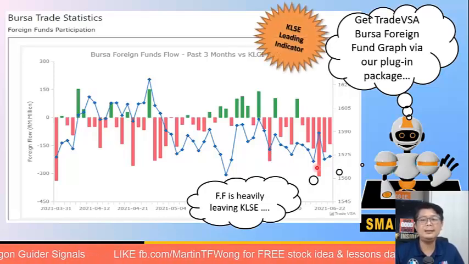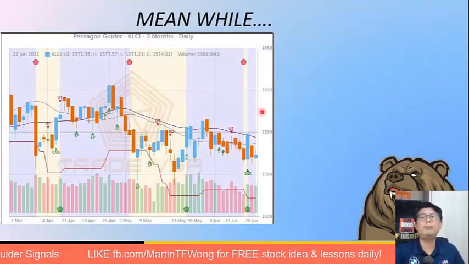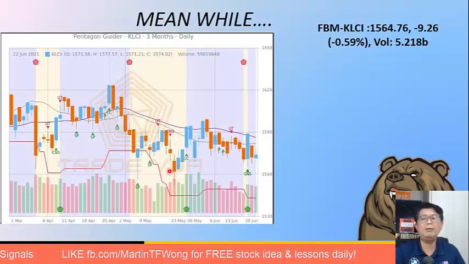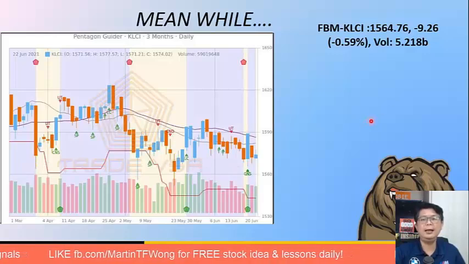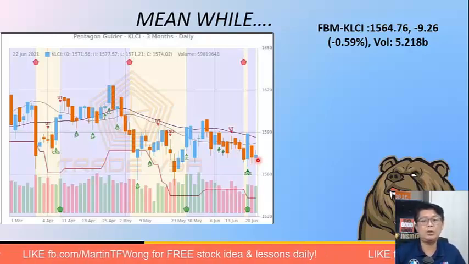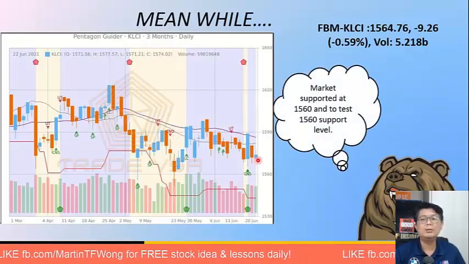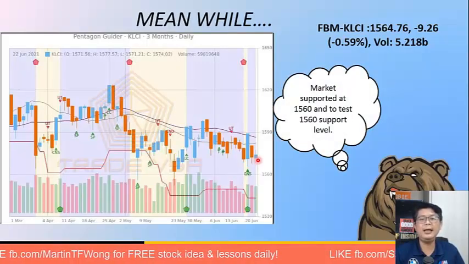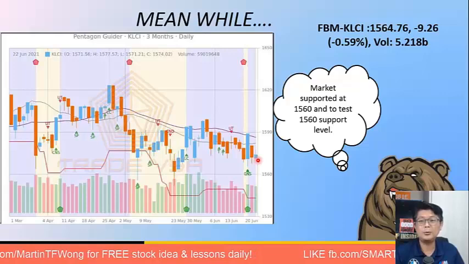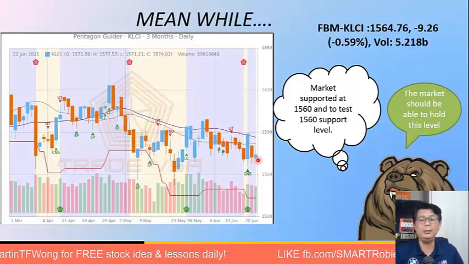So that is my basis why the 1560 should be able to hold, and we come to this chart here. So you look from here, the KLCI today dropped another 9 points. We are at the support level of 1560 in here, at about 5 billion in here. So this level of support, I don't think it will break, based on what I've just talked about. The sector which is actually undergoing selling is the rubber glove. All right. So the market is supported at 1560 and we will test the 1560 support level tomorrow. Tomorrow will be Thursday. We're going to test it, and the market should be able to hold at this level, for the reasons that I've given.